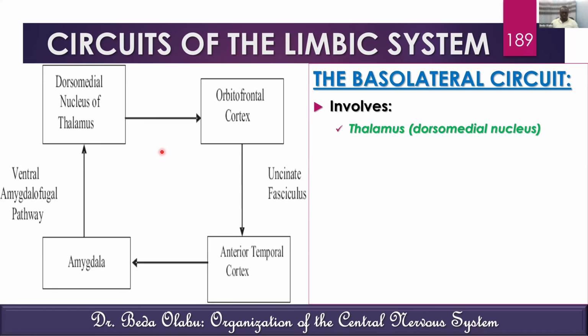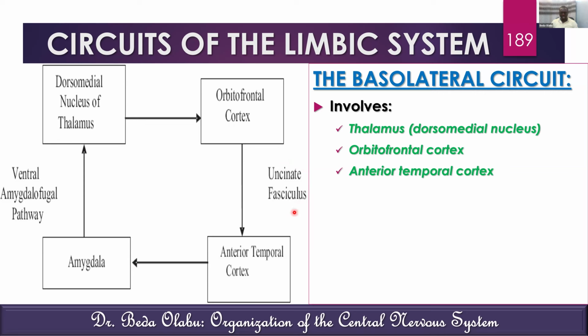So it involves the thalamus. And in this particular time, we're not talking about the anterior thalamic nuclei per se, but the dorsomedial nucleus of thalamus is the one that's involved here. So we have the dorsomedial thalamic nuclei, which has connections with orbitofrontal cortex. Remember, this is part of the limbic cortex. Then orbitofrontal cortex projects to the temporal cortex through what we call the uncinate fasciculus.